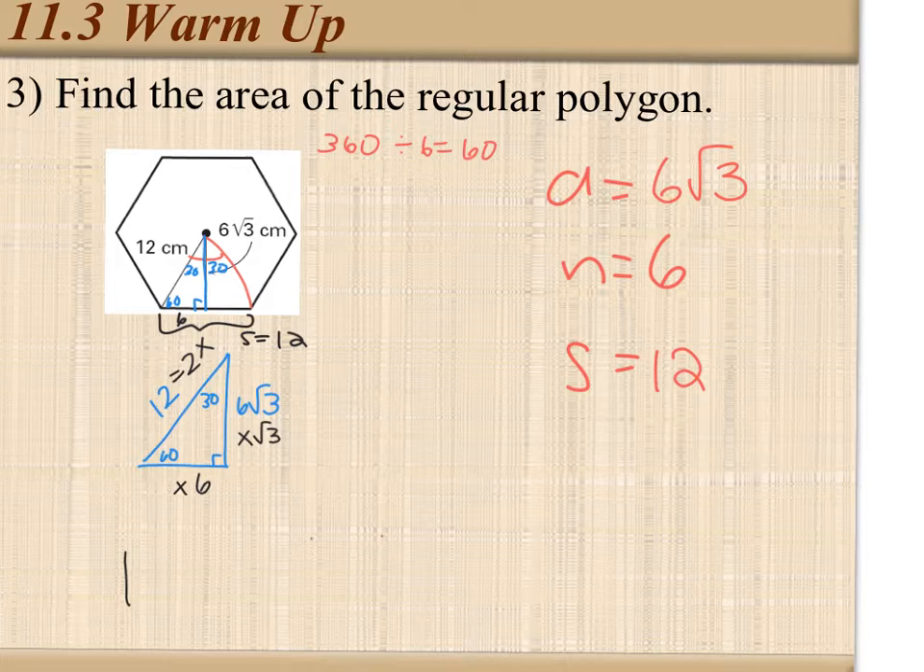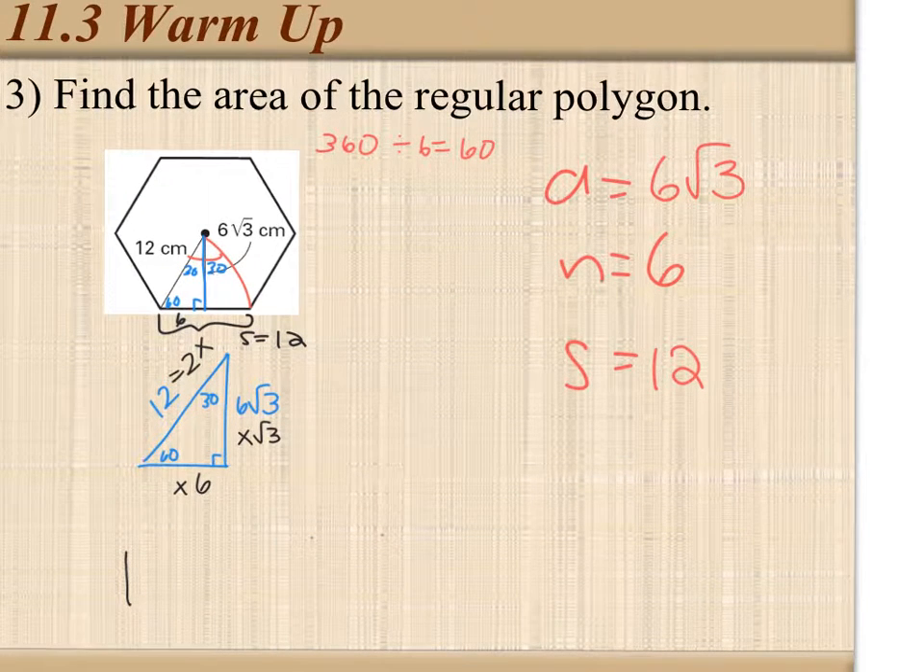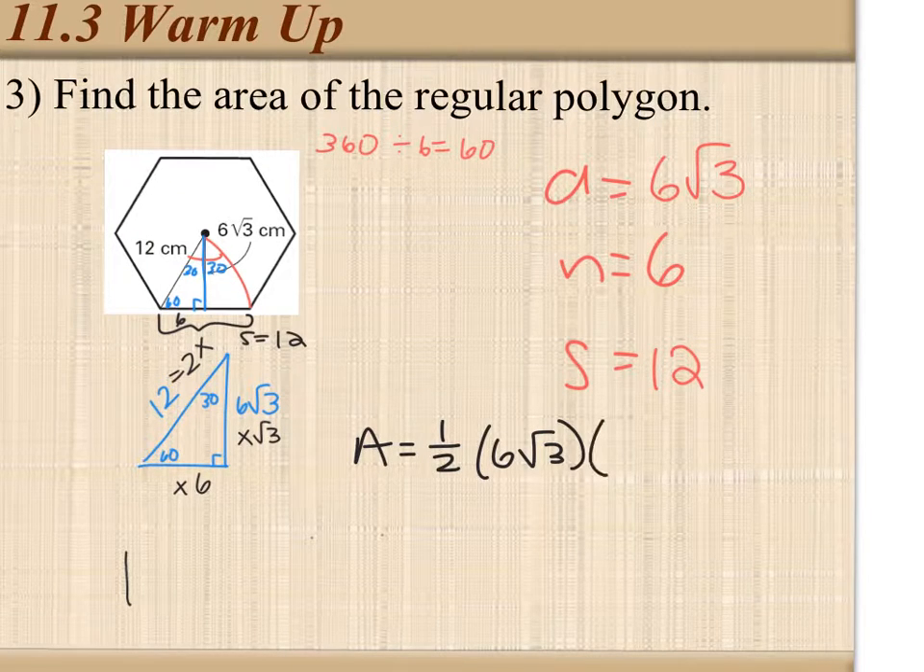So again, it didn't ask for perimeter and then area. I'm going to go straight to the area. Area would equal 1/2 the apothem, 6 root 3, times the number of sides, which is 6, times the length of each side, which is 12.